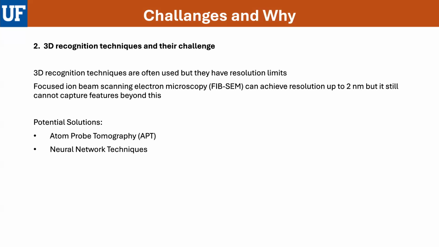So what are the potential solutions which could help in this matter? The two solutions which have been discussed: the first is atom probe tomography, APT, and the second is neural network techniques. First of all, what is atom probe tomography? It's a relatively new technique, and it's capable of 3D recognition at a sub-nanometer scale. So it can go beyond 2 nanometers, which is our limitation right now. But this APT technique also has its own limitations. Since it's relatively new, it can only be applied to certain materials and certain use cases.